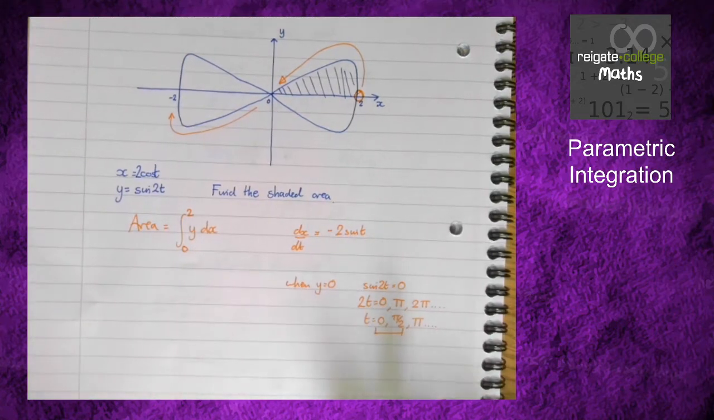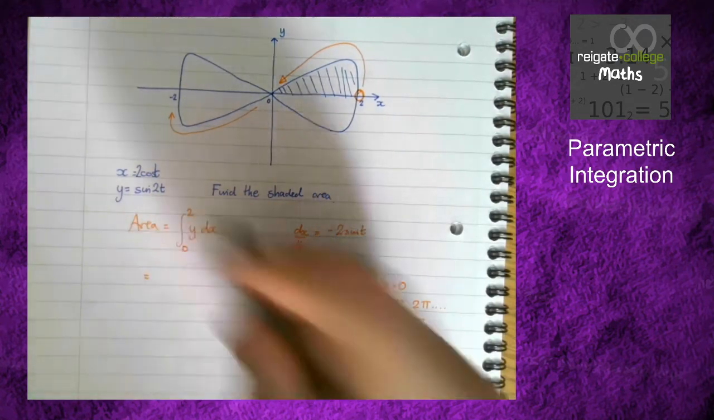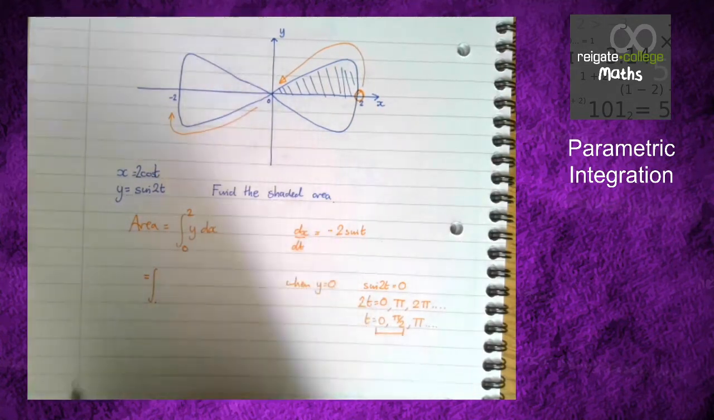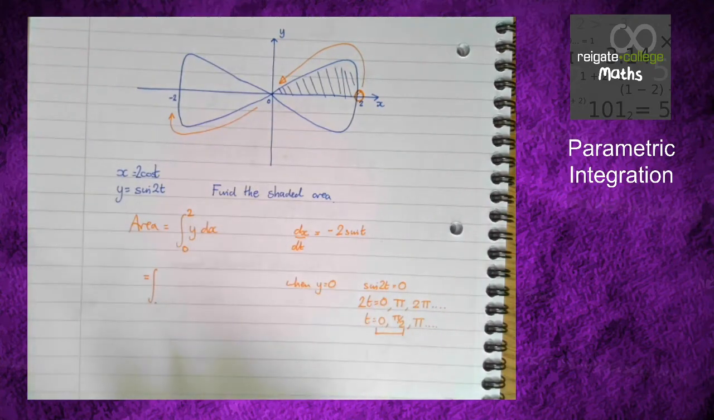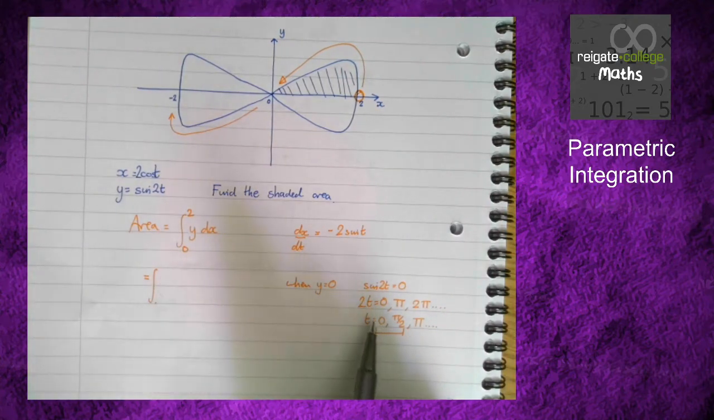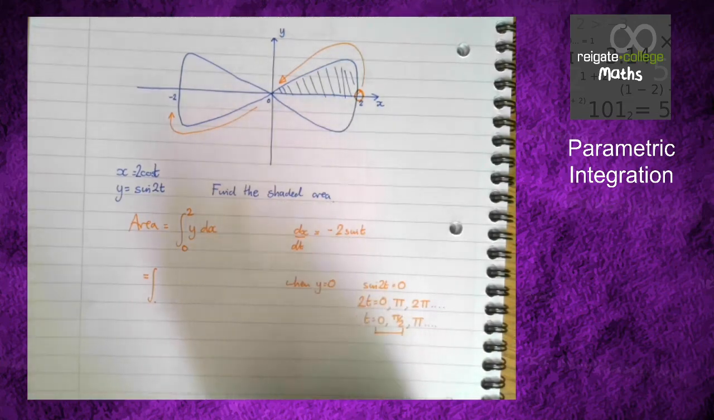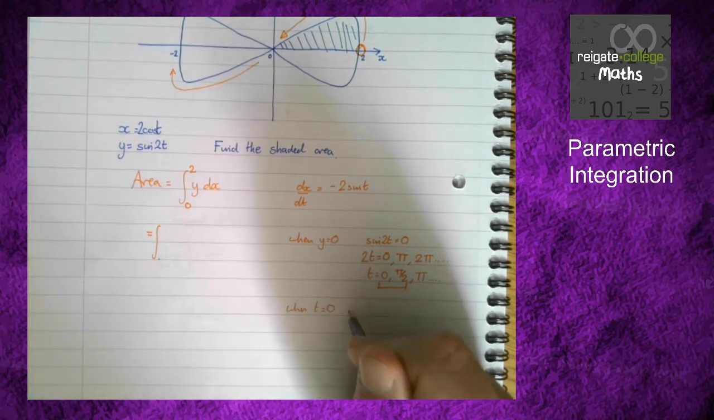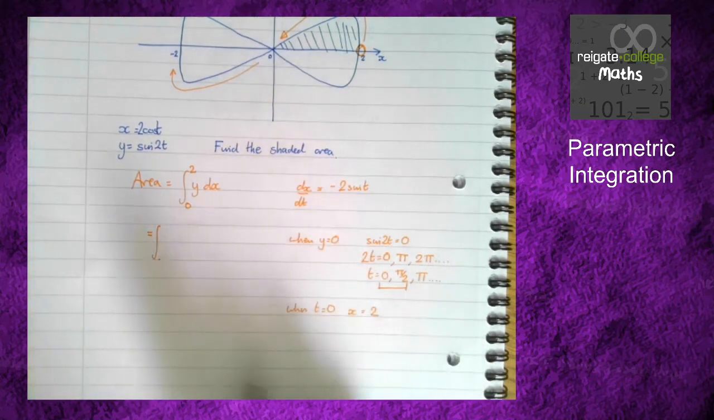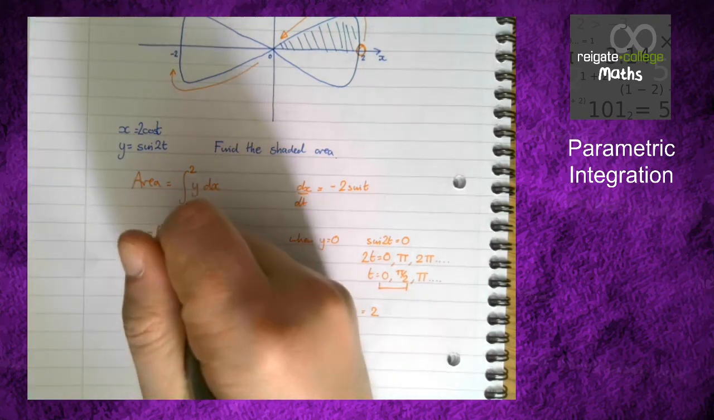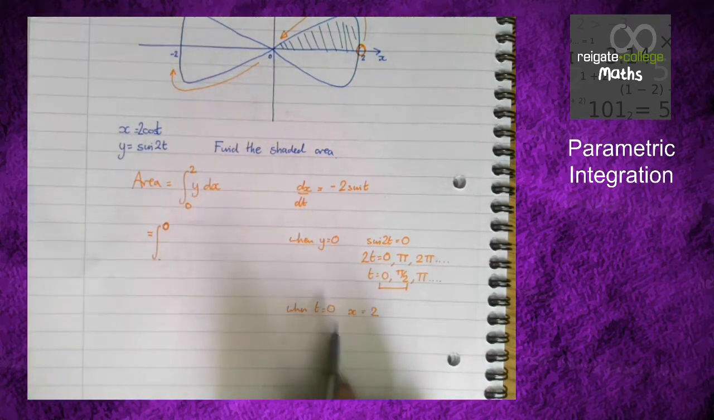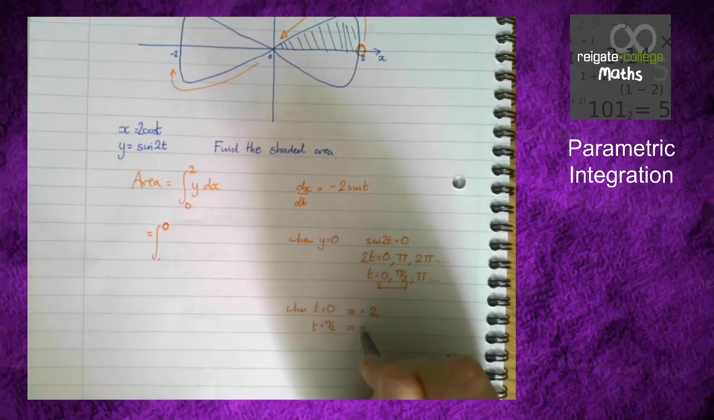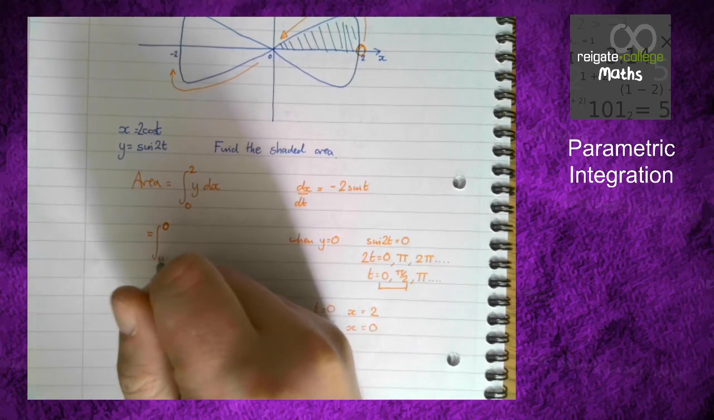So now we've got all that, we can stick it all in our equation here. The other thing you've got to be careful of is the order. When t is 0, x equals 2. So when x is 2, we've got to put the 0 on the top, so it fits. And when t is pi over 2, x is 0. So we've got to make sure those are the right way around.